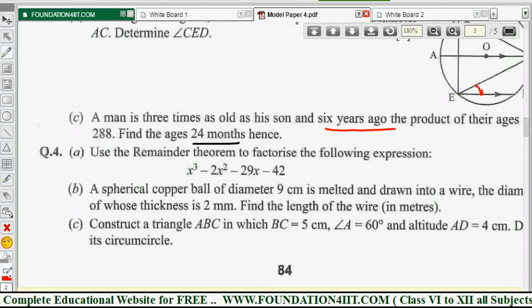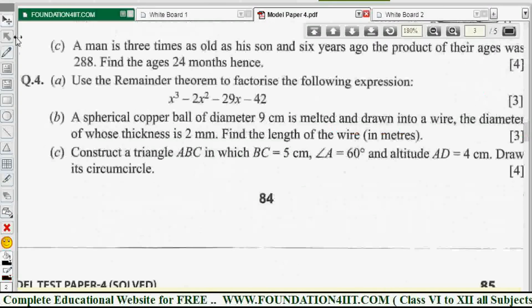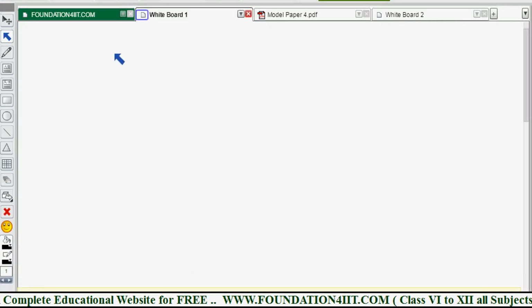Now let us see question number 4 and we'll solve these problems. From this paper, question number 4, the first one is: use the remainder theorem to factorize the following expression. So this is the cubic: x power 3 minus 2x square minus 29x minus 42. That means you will get 3 factors. The highest power is 3, so the degree of this polynomial is 3. First of all, we will find one of the factors by the trial and error method. We will substitute one value in the place of x. If the value becomes 0, then there is a factor. So let us take the given expression as f of x.